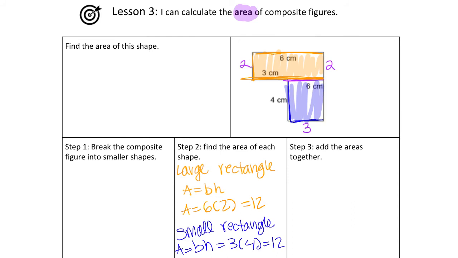So after I found the areas of the smaller shapes, I'm going to add the areas together to get the bigger shape. So large rectangle plus the small. The large rectangle was 12, plus the small rectangle was 12. So my area is 24 square centimeters.